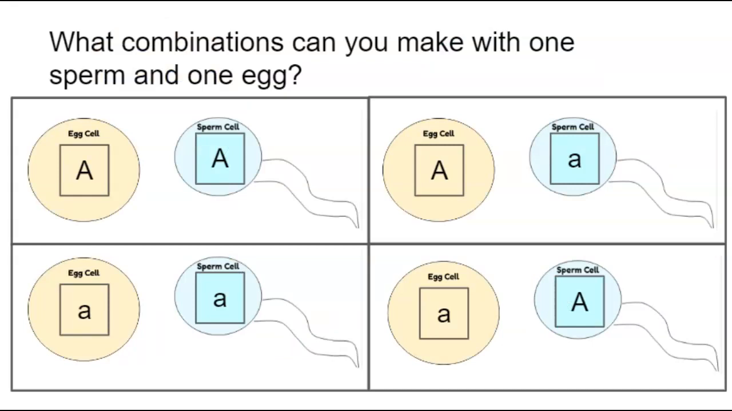And if you're like, Ms. Franks, I never heard the word Punnett square before, don't worry. I'll tell you what it is in a second. But our whole goal is to figure out what combinations of eggs and sperm we could have, because we want to know the likelihood that a kid, an offspring, is going to have a certain trait.